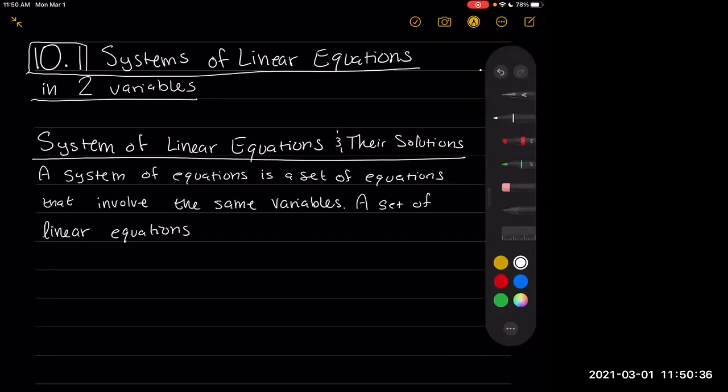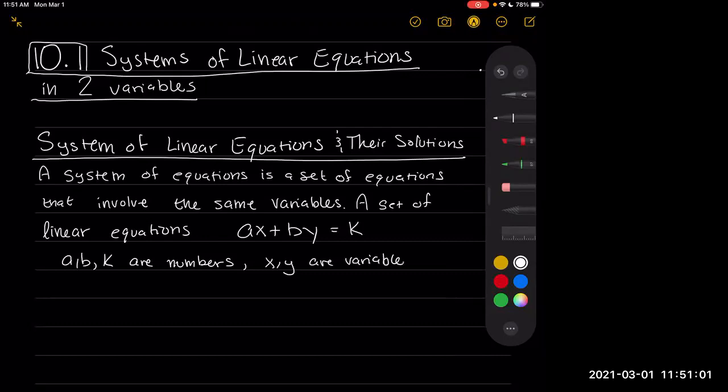that'll look like equations of the form ax plus by equaling some k, where a, b, and k are numbers. They're constant, so they will not change, but x and y are variables. So that is what we will plug in values into.